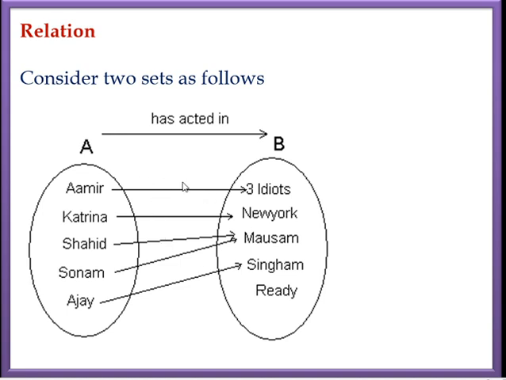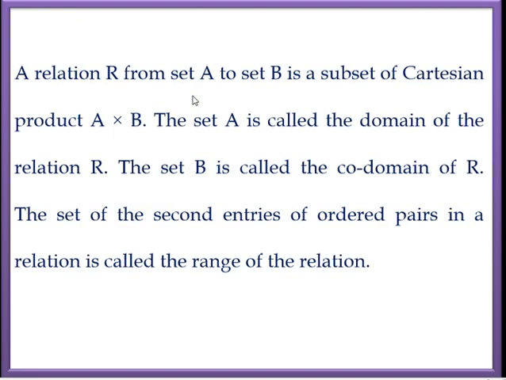Okay. And therefore, see how a relation is defined. Interesting. A relation R from set A to set B is a subset of the Cartesian product A cross B. I have told you that in A cross B there will be 25 elements, but in this relation only 5 elements are there. The set A is called the domain of the relation R. See, all these words are very important. Domain of the relation R. And the set B will be called the codomain of the relation R.